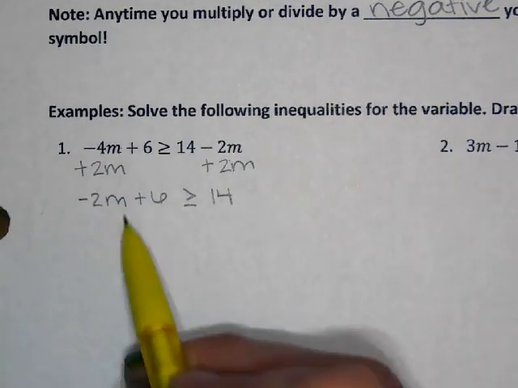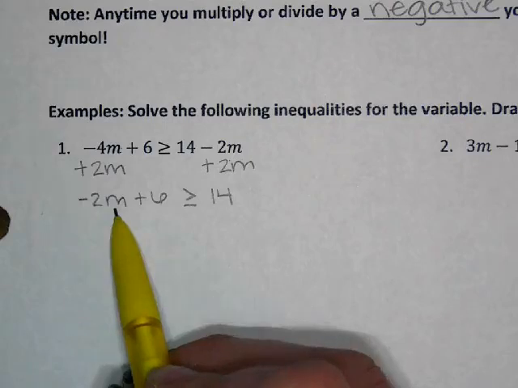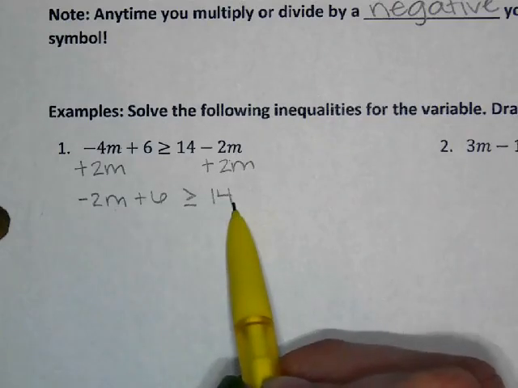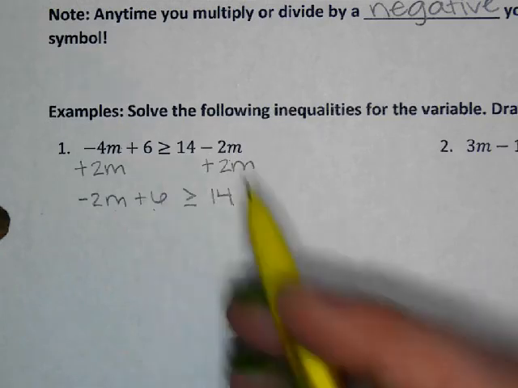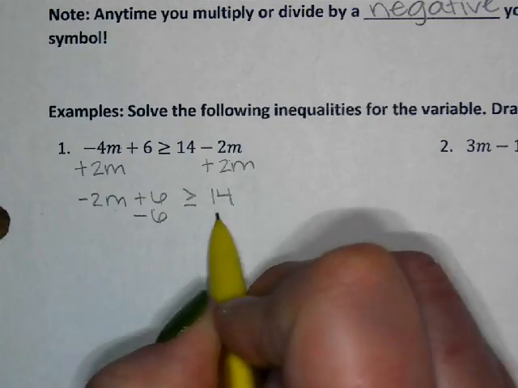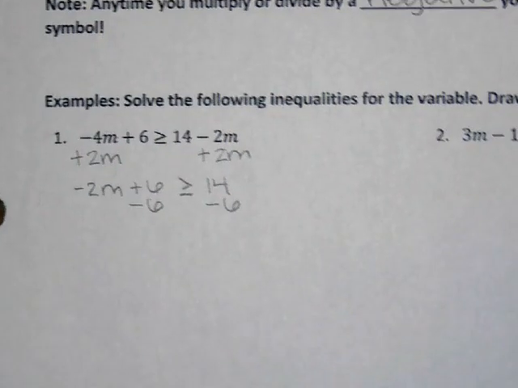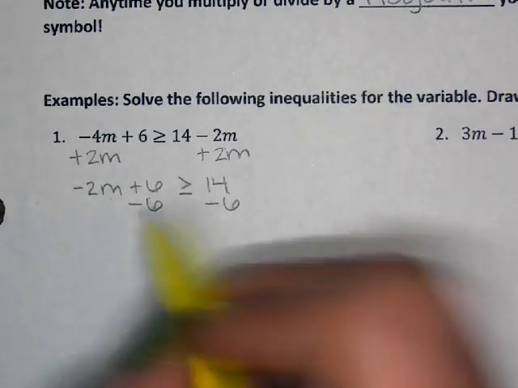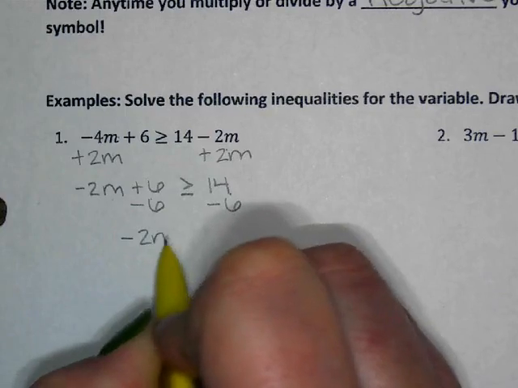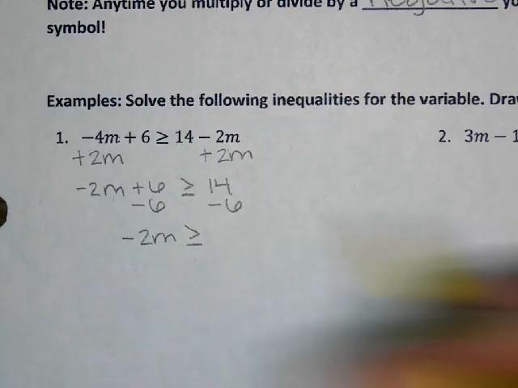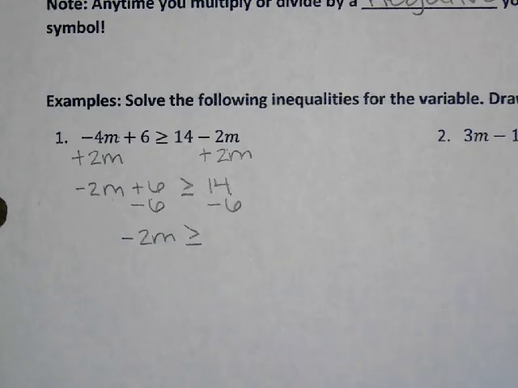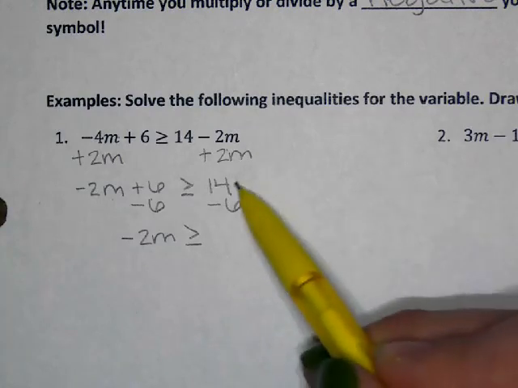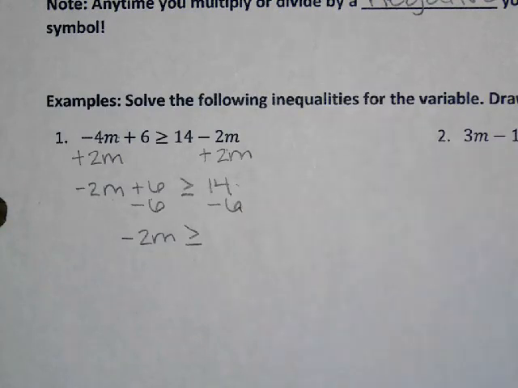And if my m is over here, then I want my numbers to be on the right side. So how do I move a positive 6? I subtract the 6. So I have a negative 2m. I haven't done any flipping of the inequality symbol yet. I've dealt with positives and negatives, but I haven't divided by a negative yet. That's why I haven't flipped anything. So 14 take away 6 is 8.